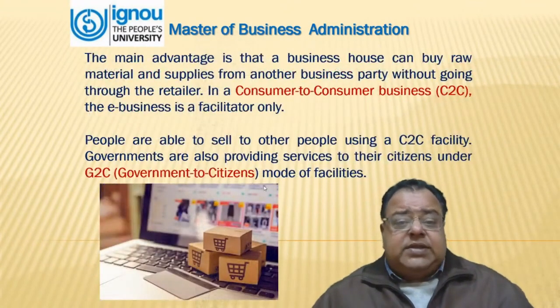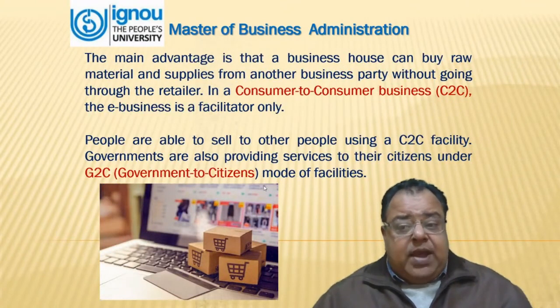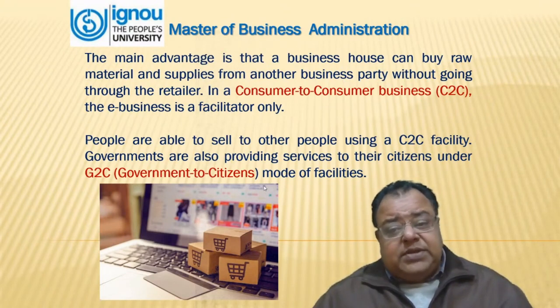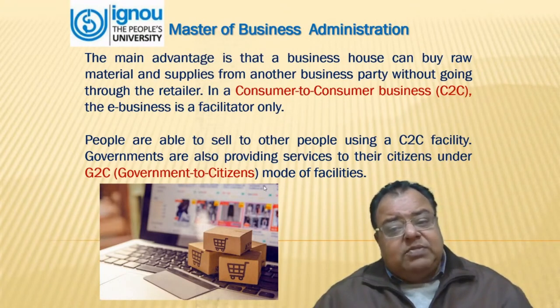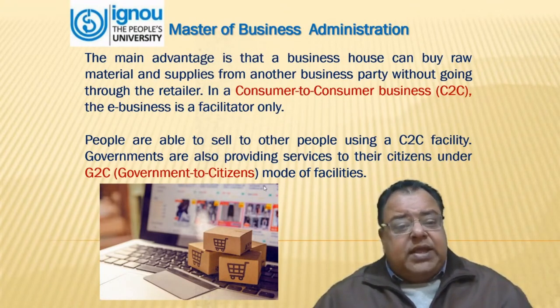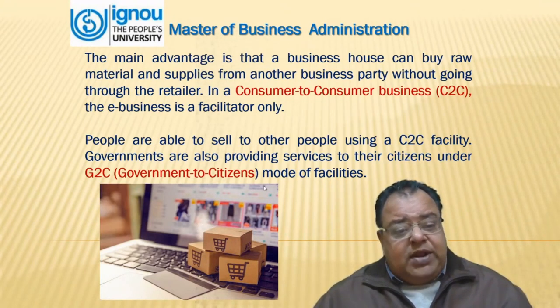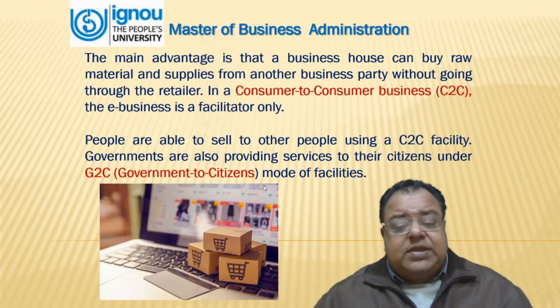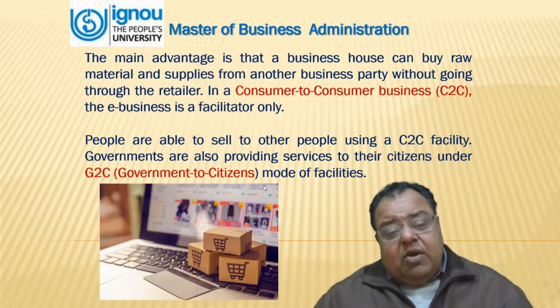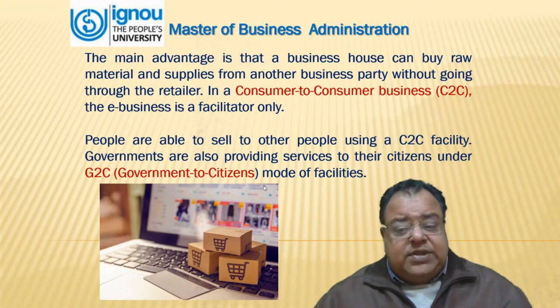B2B, that is business to business, involves transactions among businesses. The main advantage is that a business house can buy raw material and supplies from other business parties without going through the retailer. In a consumer to consumer business, C2C, the e-business is a facilitator only. People are able to sell to other people using a C2C facility. Governments are also providing services to the citizens using government to citizen mode of facilities, that is G2C.